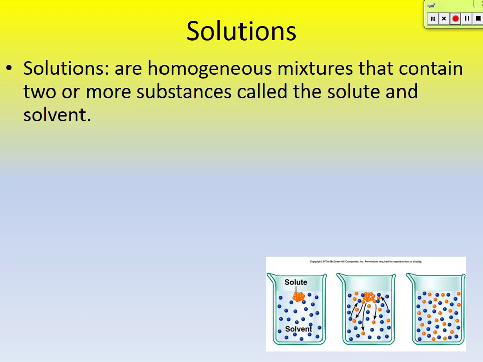Let's start off with a definition of solution. And here it is. You're supposed to write this down. So while you're writing it down, I'm going to talk about it. Solutions are homogeneous mixtures that contain two or more substances called a solute and a solvent. So important to understand, there's two parts of a solution. One is called the solute and one is called the solvent. You've got to have a solute and you've got to have a solvent.